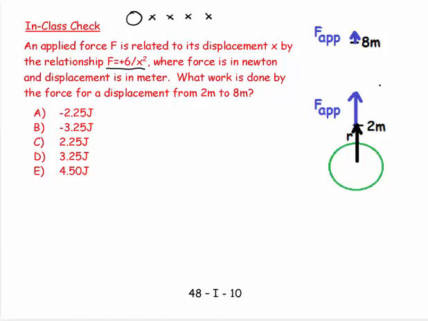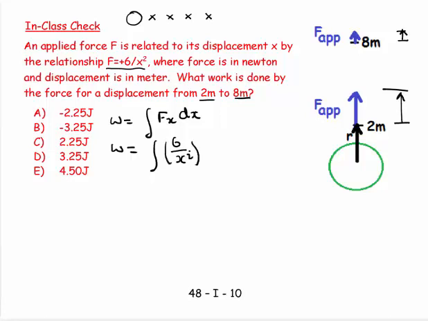Okay, I've tried to show that by showing a relatively large force when I'm close to the Earth, and a relatively small force when I'm further from the Earth, from the mass that's causing this effect. Where force is in newtons and the displacement is in meters. What is the work done by the force for a displacement from 2 to 8 meters? Okay, so I can say the work done is equal to the integral of F dx. So the work done is equal to the integral of 6 over x squared dx.